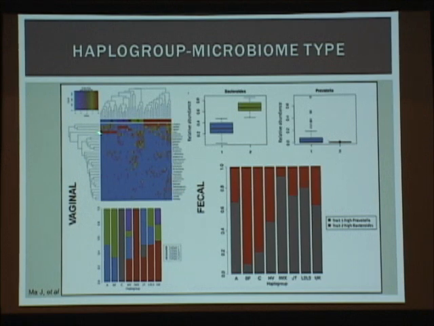You can see the clusters that are formed up here. And they asked which subgroups or clusters are most associated with the haplogroups. It seemed that different microbial compositions, groupings, were more associated with different haplogroups in the study. And that was in the vaginal studies and in the fecal studies as well.